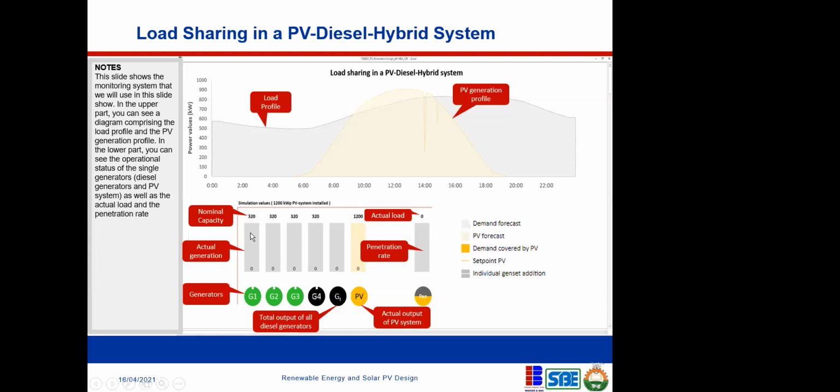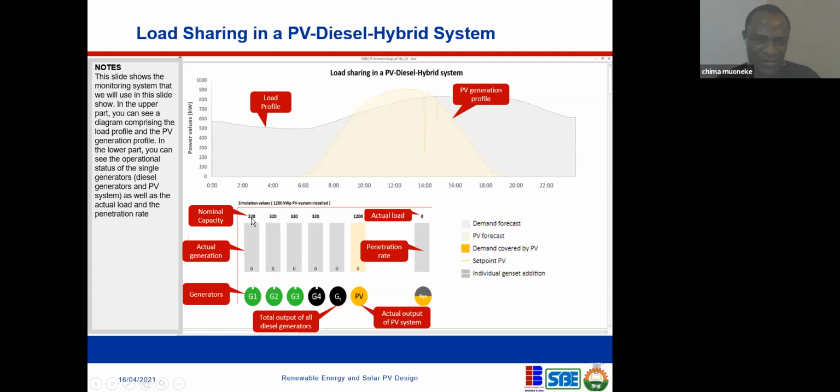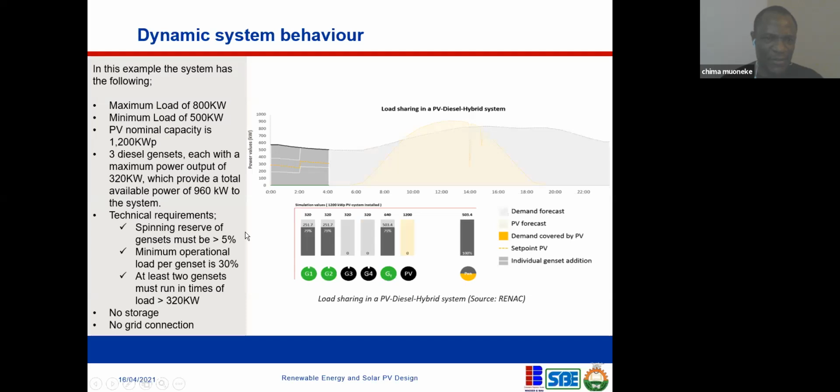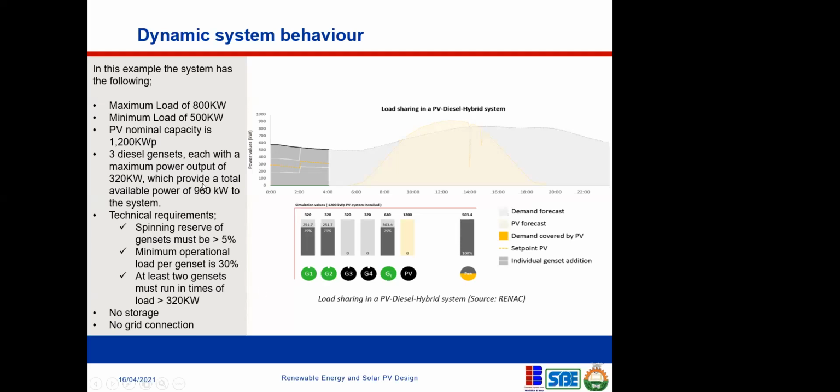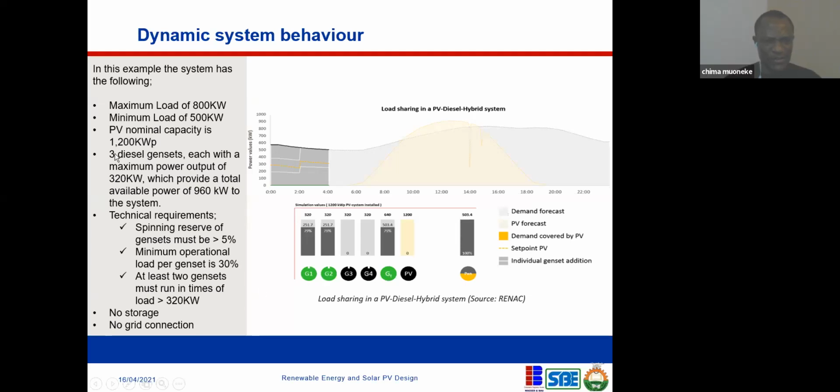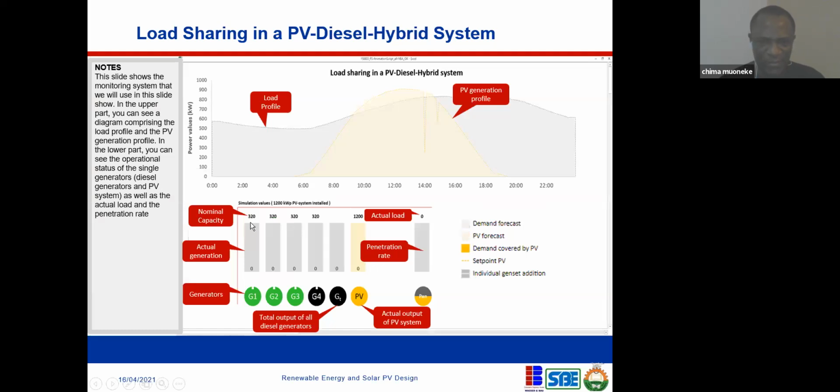Then remember we have 4 generators. 1, 2, 3, 4. How many generators do we have? Sorry, I think it should be 4 generators. It's actually 4 generators. So you have 1, 2, 3, 4 generators. I'm going to make that correction in the final slide that I'm going to send to you. So these are the nominal capacity of the generators. They are all 320 kilowatts.